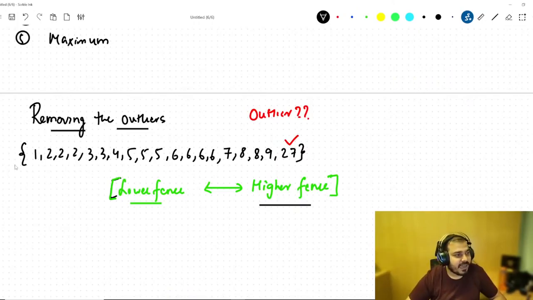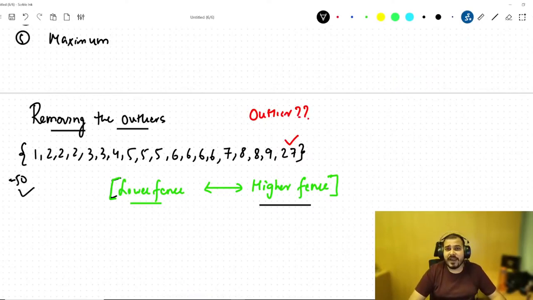If I consider that I had one element which is minus 50, is minus 50 an outlier for this distribution? Yes, the answer is definitely yes, right? If you have minus 50 over here, that is below the lower fence side, and it can be treated as an outlier.